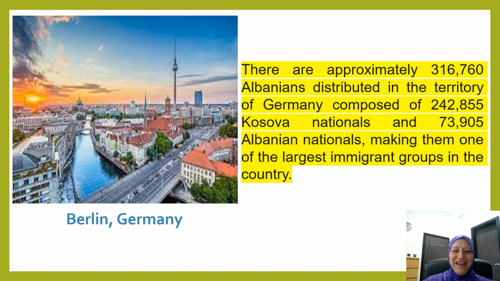Let's continue. As always, I put for you pictures from the cities where there is a majority of Albanian population. This is the city of Berlin in Germany. According to the statistics, there are over 300,000 Albanians living in Germany in different cities. Berlin is one of them. Most of them are from Kosovo, but there are quite a few Albanians from Albania, and of course a lot of Albanians from Macedonia. They are all Albanian speakers, so we are all the same. Let's continue.